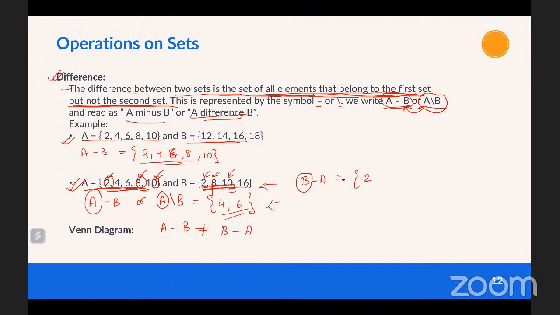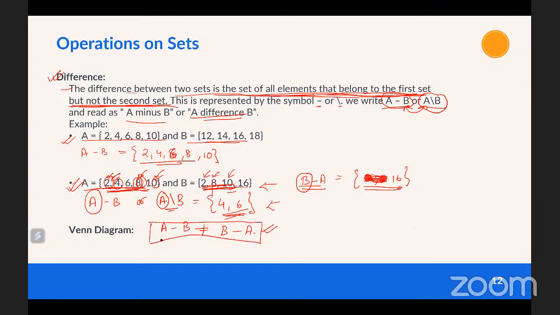Can we write 2 here? No, we cannot write 2 here because 2 is in the set A. So 2 will not be in this set. Can we write 8 here? No, we cannot write 8 here because it is there in the set A. So 8 will also not be there. 10 will also not be there. So it will only contain 16, because 16 is not in the set A. So you see B minus A only contains one element, which is 16. But A minus B contains two elements, which are 4 and 6. So A minus B is not the same as B minus A.